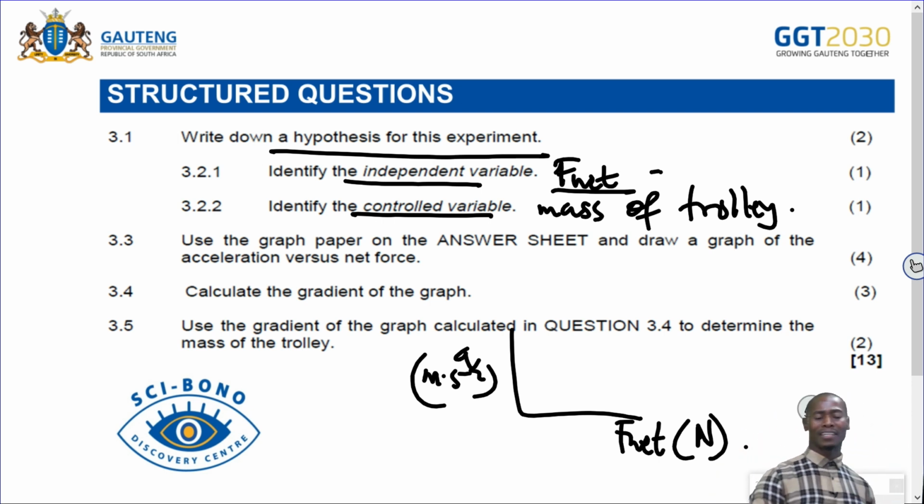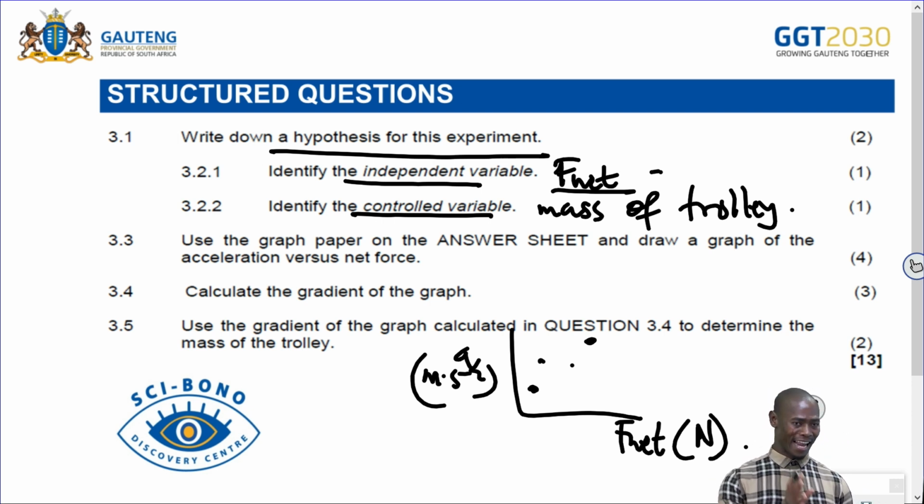What am I expecting here? Choose the correct scale, and then from there, even if it can happen that you get something like this when you plot your points, let's say you get something like this, you can see that some points are not on the straight line. What is it that you need to do? You draw what we call the line of best fit.